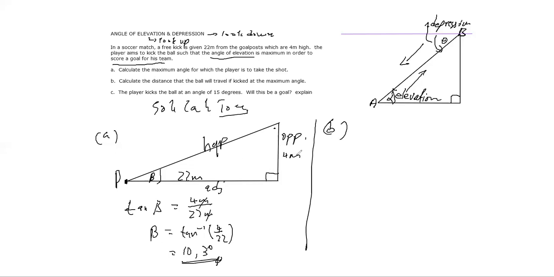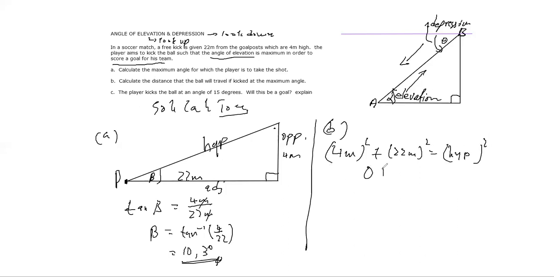So what is that distance, guys? At this point, you can quickly decide which method you want to use. You could go Pythagoras theorem and say 4 meters squared plus 22 meters squared should give me the hypotenuse squared. Even if you write that, that's okay with me.